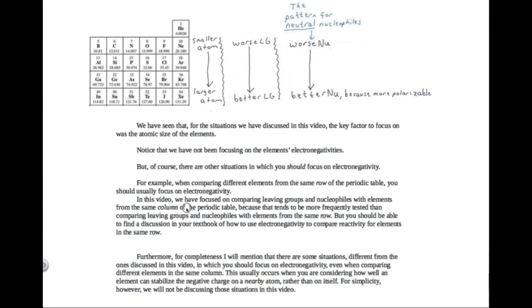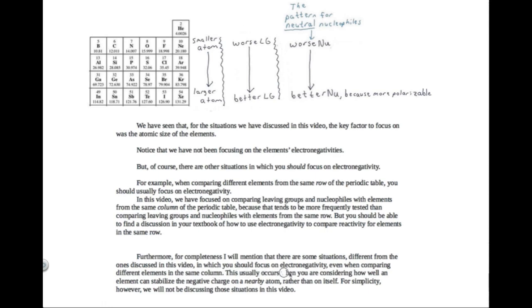In this video, we have focused on comparing leaving groups and nucleophiles with elements from the same column, because that tends to be more frequently tested than comparing elements from the same row. But you should be able to find a discussion in your textbook of how to use electronegativity to compare reactivity for elements in the same row. And for completeness, I will also mention that there are some situations different from the ones discussed in this video, in which you should focus on electronegativity even when you're comparing elements in the same column.